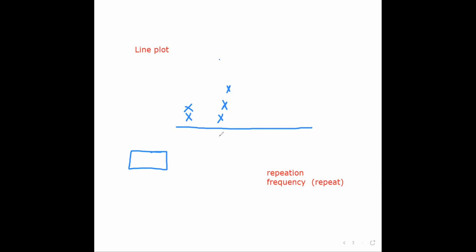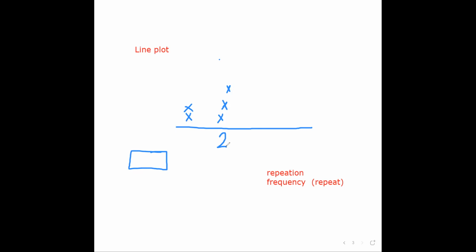Like, how many students got 2 out of 10 in the exam? Look, I repeat number 2 for this student and this student and that one. So when I repeat something, I use the line plot. So I use the line plot to show the frequency, how many times I repeat that mark.